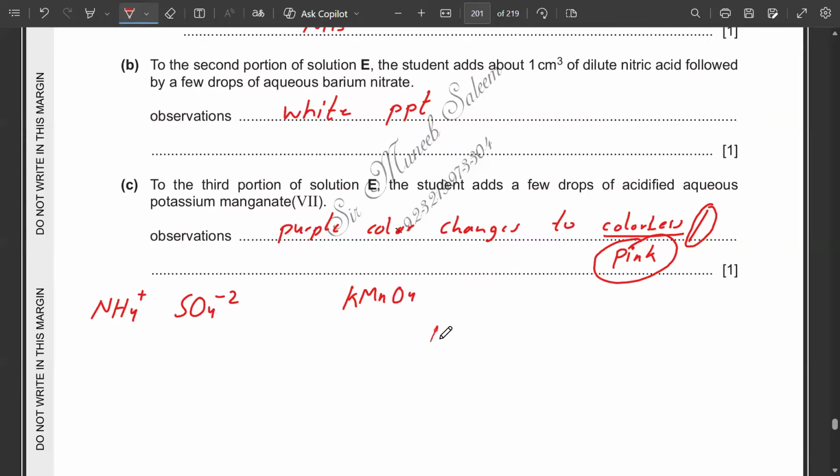Actually, pink is more precisely light or faded pink. This is the actual color, and it is not very visible to the human eye. So that's why we sometimes mention it to be colorless. So both answers are correct.